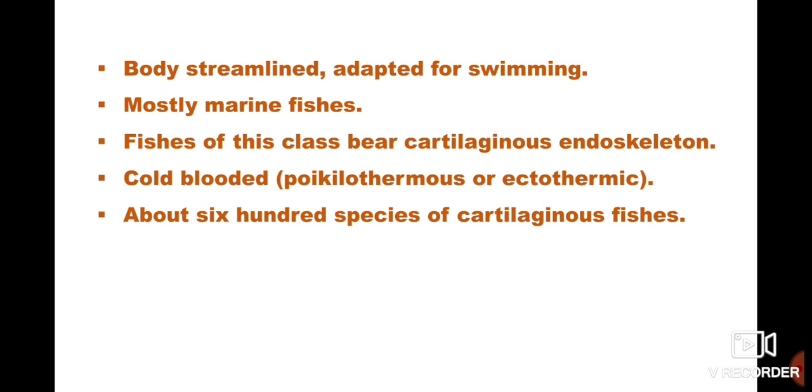What about their endoskeleton? The fishes of this class bear a cartilaginous endoskeleton, and because of this only they are known as cartilaginous fishes. They are also cold-blooded, also known as poikilothermous or ectothermic. That means these fishes cannot maintain the temperature of their body. Their body temperature will be similar to the temperature present in the outer atmosphere where they are living. Until now, we have seen 600 species of cartilaginous fishes.